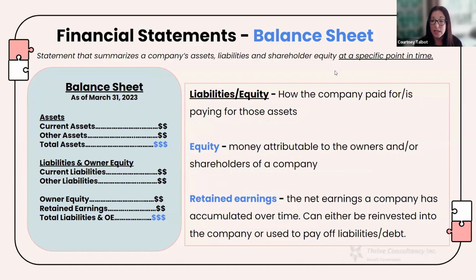Equity. That is going to be money attributable to the owners or the shareholders of the company. And retained earnings is also listed on the balance sheet under the equity section. This is the net earnings a company has accumulated over time. It can either be reinvested into the company or used to pay off liabilities or debt. Retained earnings, I want to also mention, is made up of the net earnings, as this says, accumulated over time, and where that number comes from is the net profit from the profit and loss.